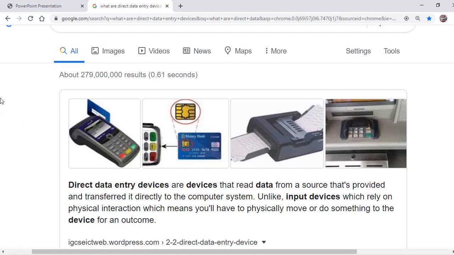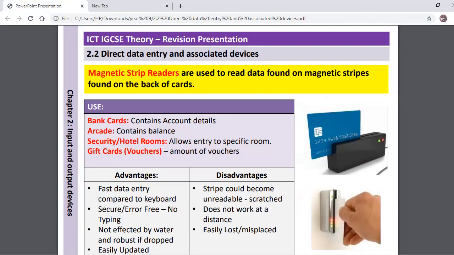Otherwise, if we're using an input device, we need to type with our hands. If we're using the keyboard, we need to do a physical interaction, or a physical move with the mouse to select anything on the desktop, and so on. So this is the main difference between direct data entry devices and input devices. Here we have examples for direct data entry devices. In this unit, you need to know the device name, the usage of the device, the advantages and disadvantages.